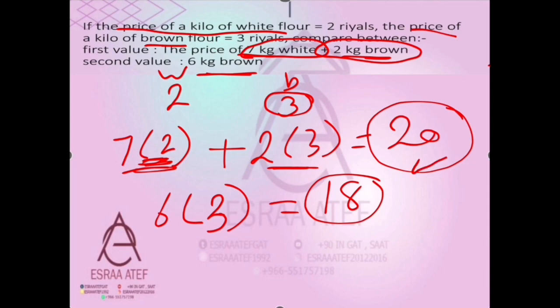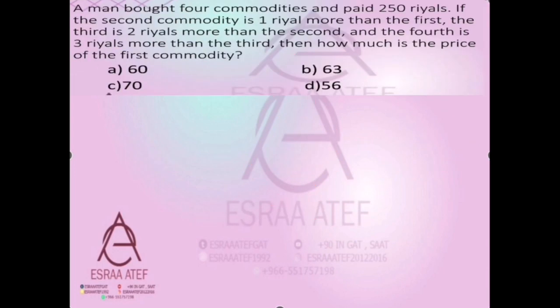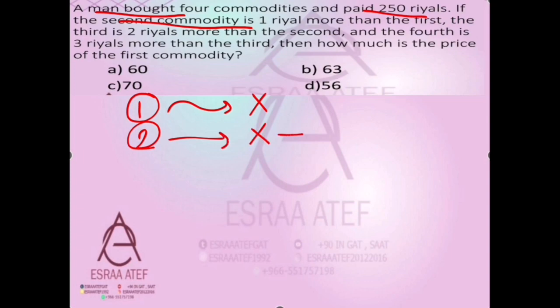The first value. Okay, here we have a man who bought four commodities, and he paid 250 in all. If the second commodity is 1 real more than the first one, we can say the first one is x. The second one is more than it by 1, which means the second one will be x plus 1.